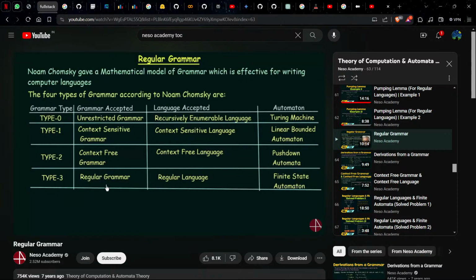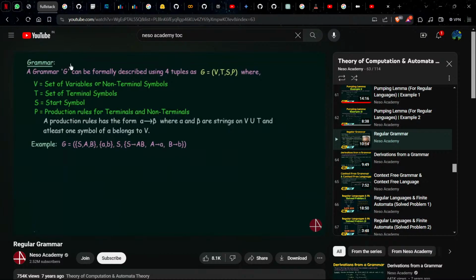So first, let us see how can we define grammar, and then we will come to regular grammar. Here we will see how can we formally describe grammar. A grammar G can be formally described using 4 tuples, given as G equal to V, T, S, and P. So a grammar G can be defined using 4 tuples which are V, T, S, and P, and let's see what these tuples mean.